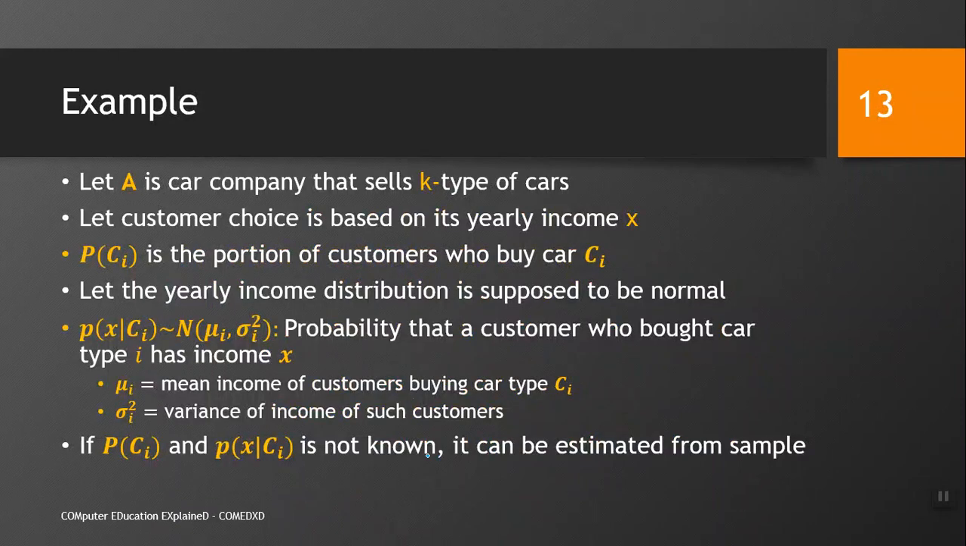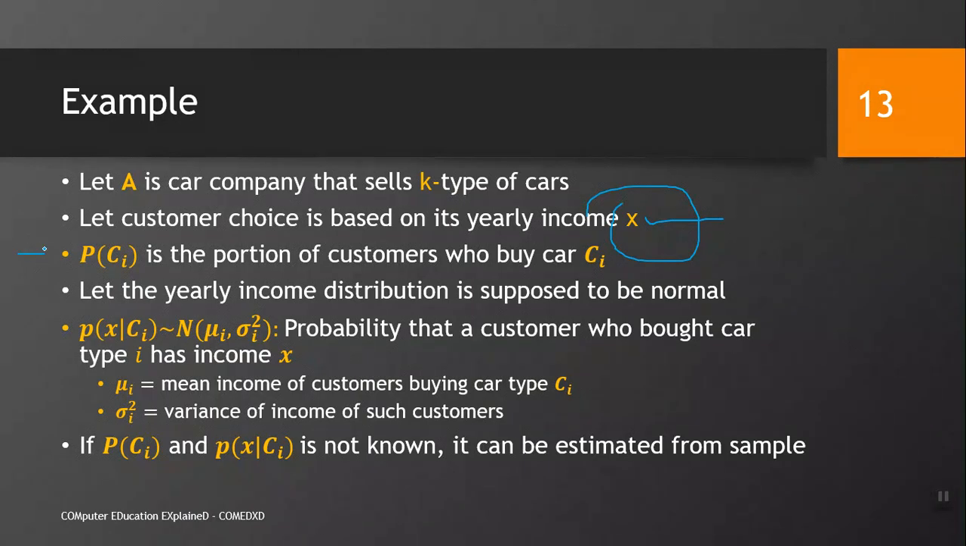Example: let A be a car company that sells K types of cars, and let customer choice be based on yearly income, which is denoted by X. So the salary of the customer is our random variable, which we assume is taken from a normal distribution, or forms the normal distribution.